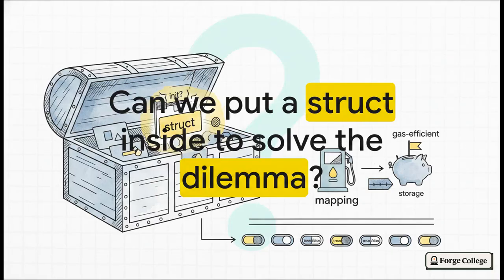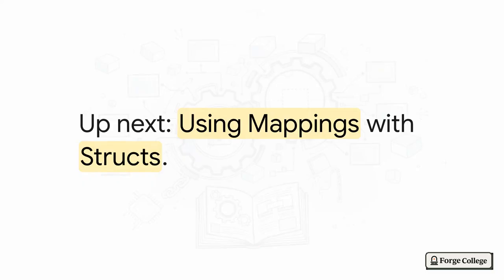But hey, before we officially sign off, I want to leave you with a bit of a provocative thought. We talked earlier about using a parallel Boolean mapping to solve that whole default value dilemma. But what if, instead of just an integer, we put a custom struct inside the mapping drawer? And what if we embedded an initialization flag directly inside that struct? Could we magically solve the existence problem and store rich data all in one single gas-efficient lookup? Well, spoiler alert, the answer is a resounding yes.